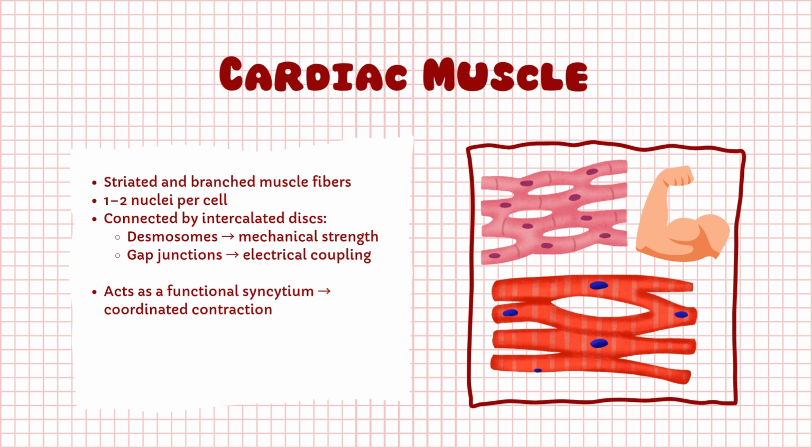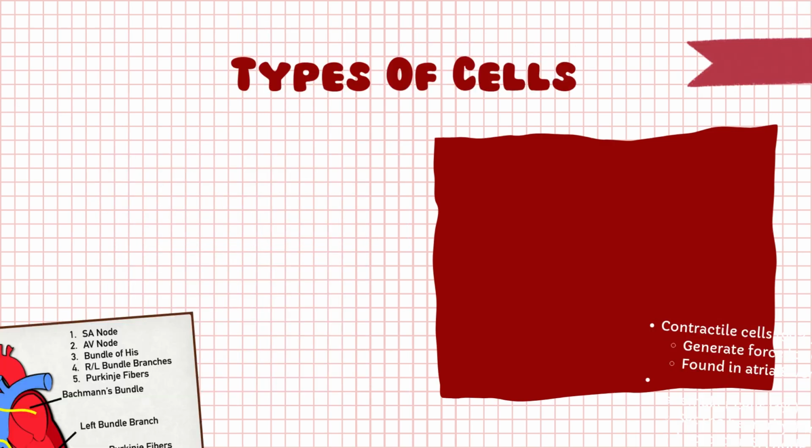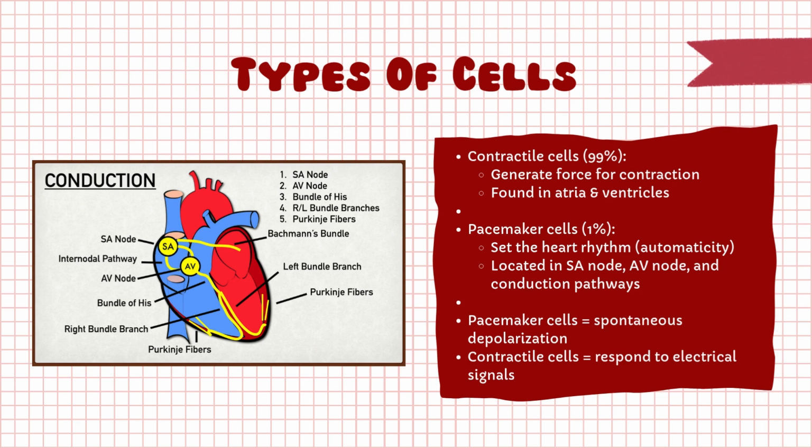moving efficiently. There are two main types of cardiac cells: contractile cells, which make up about 99% of the heart and generate force, and pacemaker cells, just 1%, but they set the pace by generating action potentials. Pacemaker cells are located in the SA node, AV node, and conduction system. Contractile cells are found in the atrial and ventricular walls, and they respond to the electrical signals initiated by pacemaker cells.